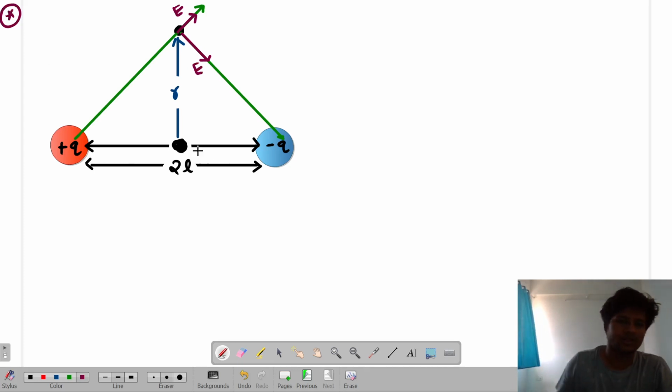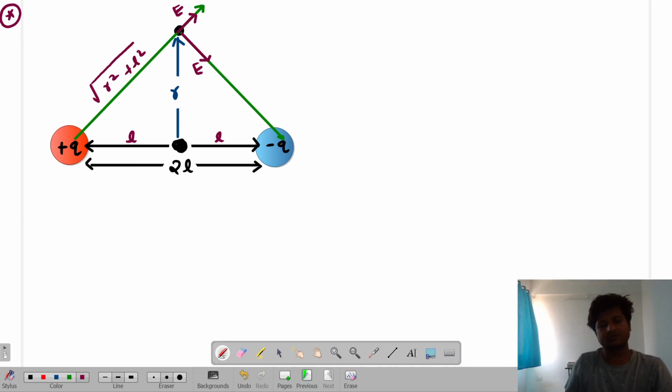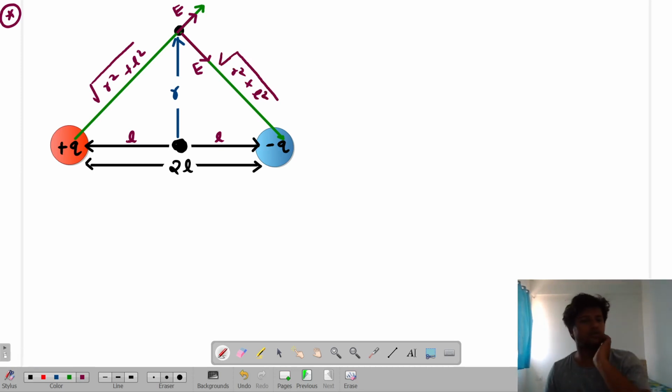Now look over here. If this is R, this is 2L, this length will be how much? L, and this length will be L. So this is how much? Root under R square plus L square. And this is also the same, root under R square plus L square. Are you able to get me?